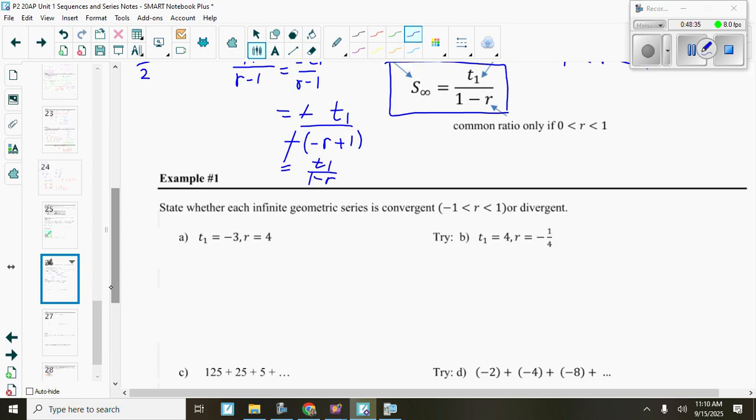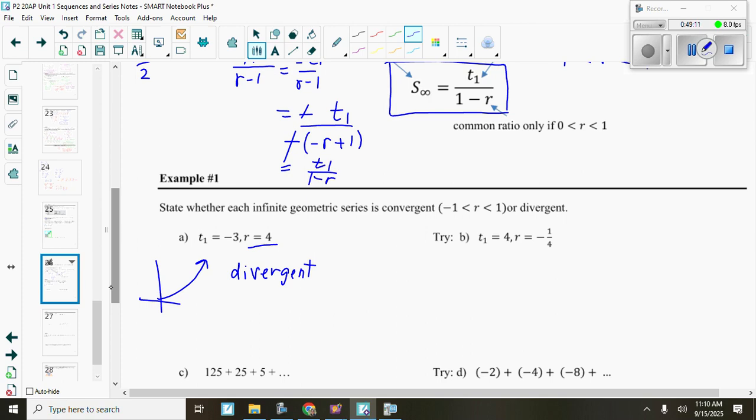State whether each infinite geometric series is convergent or divergent. So you look at this, you look at R. Is it convergent or divergent? It's divergent because R is 4. R is a big number. This is what it would look like. So this is divergent, which means that we can't use this formula. We would have to use the regular sum formula that we've been doing for the last few days. So this one's divergent. We wouldn't do anything else with it.